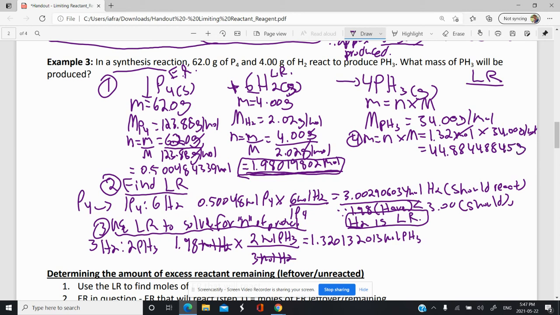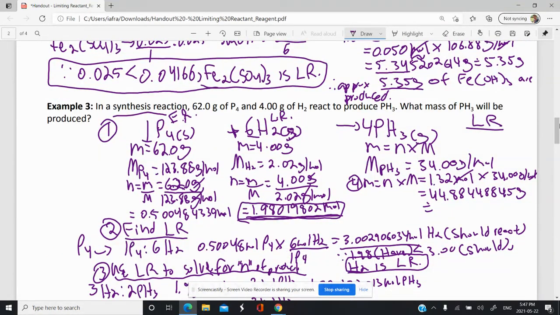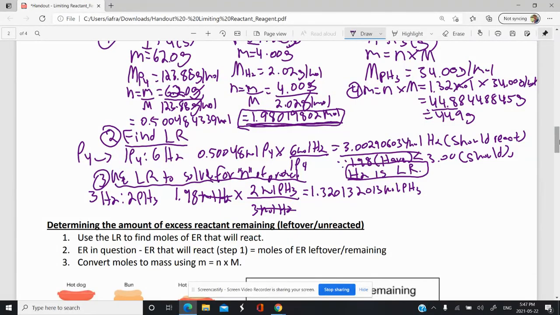44.8845 grams, which is approximately equal to, so we need how many sig figs here? So we use the H2 in our calculation. There's 3 sig figs there. So we want to have 3 sig figs in the end. So that's going to give us 44.9 grams. That's what it's approximately is, the 3 sig figs. And then we can just do our therefore statement. So therefore, approximately 44.9 grams of pH3 are produced. And that is how we solve that problem.